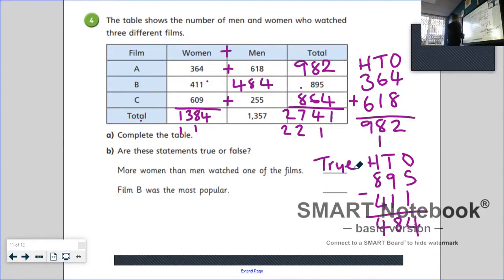More women watched C than men. Film B was the most popular. So we're going to have to figure that out by looking at our total. Our total here tells us how many people watched it. Is that the most popular film? Which is the biggest total? No, this one is. A is. So that is false.